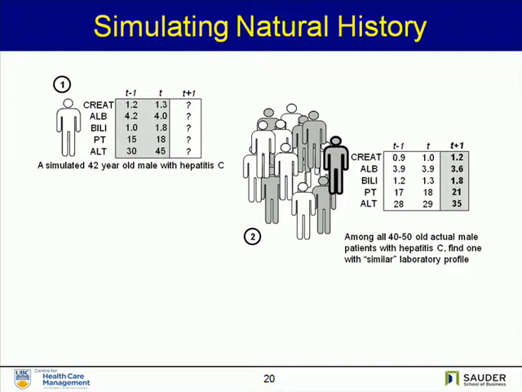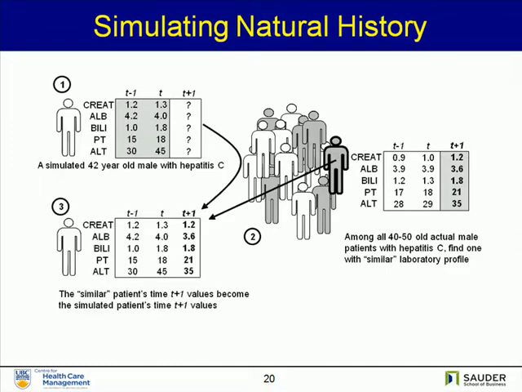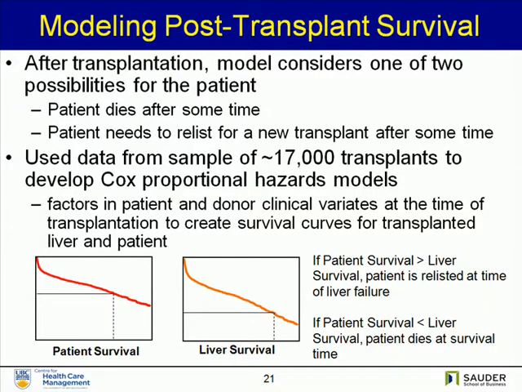What was this actual patient's next set of measurements? That's the T+1 over there. And then we assign that next set of measurements to be the simulated patient's set of measurements. And we keep iterating like that throughout our natural history model. So that's one key component of our simulation model for organ transplantation, the natural history modeling.